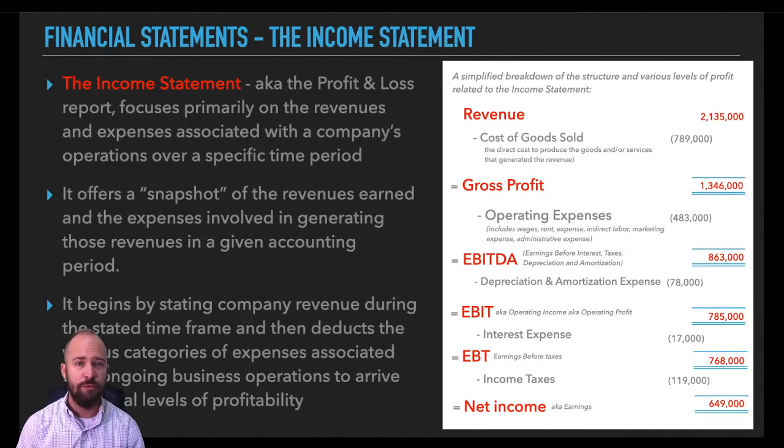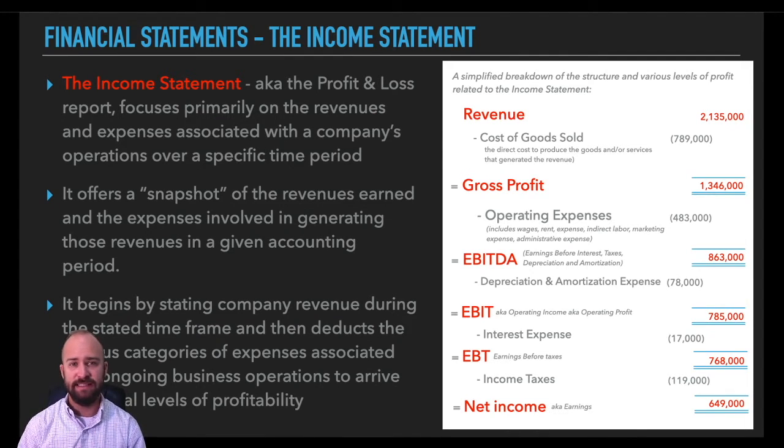From there on down, we proceed to deduct different costs and expenses that were involved in generating those revenues to arrive at several different levels of profit. So looking at our example income statement here, all the categories of profit are highlighted in red, and then all the expenses and costs that we're going to be deducting from those categories of profit are in gray. The first category of expenses that we're going to deduct from revenue is cost of goods sold. Now this is the direct cost to produce the goods and or services that generated the revenue. That sounds a lot more complex than it really is.